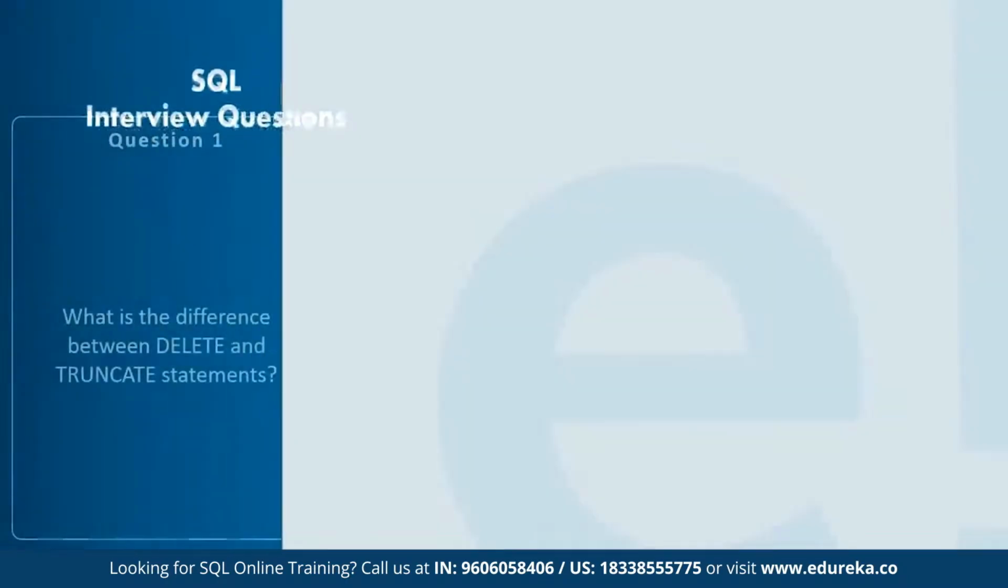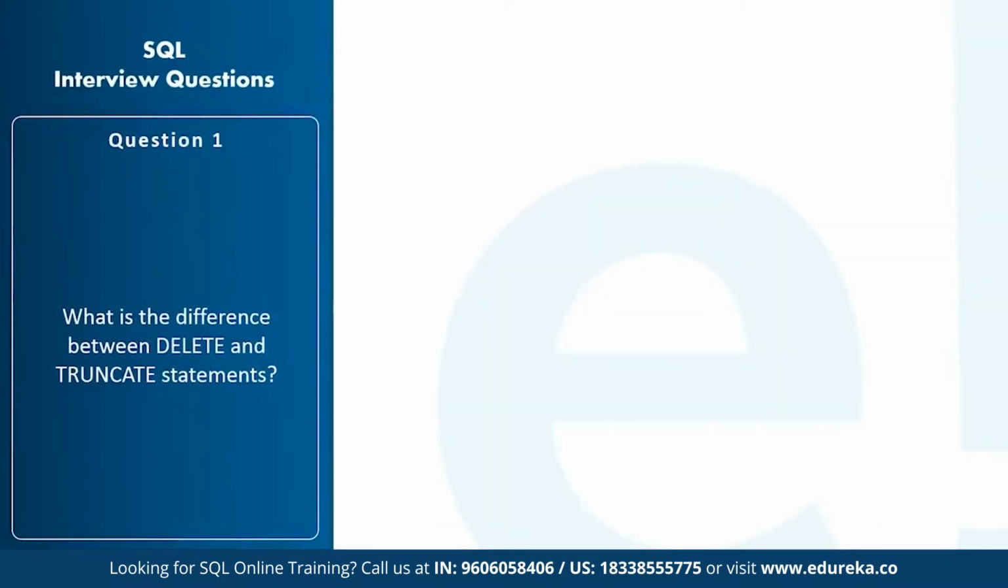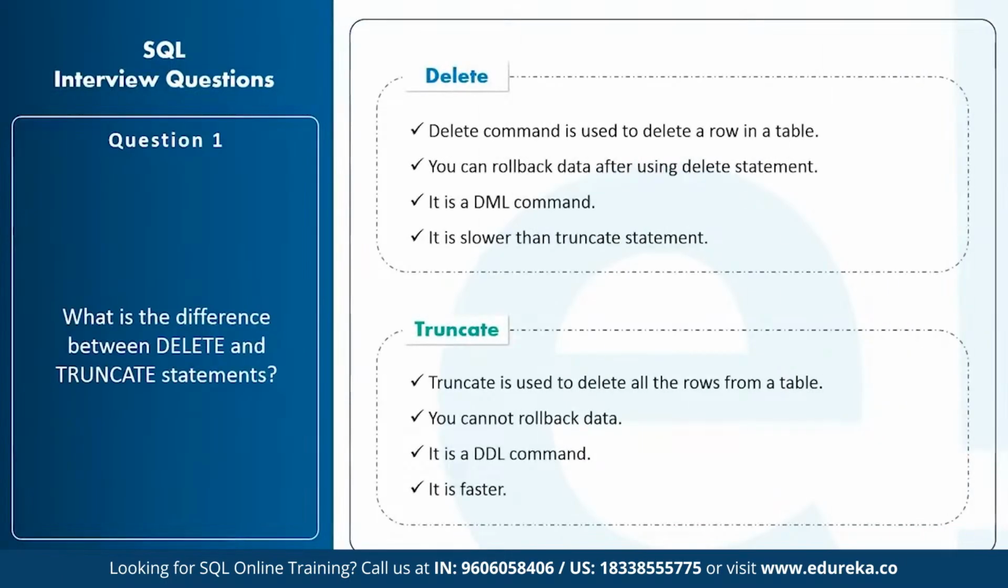So the first question that we have is, what is the difference between delete and truncate statements? I'll start by explaining what the delete command is. The delete command is basically used to delete a row in the table. You can also roll back data after using the delete statement, and it is a data manipulation command. The truncate statement is used to delete all the rows from a table and you cannot roll back the data. This is a data definition language command and it is faster than the delete command.